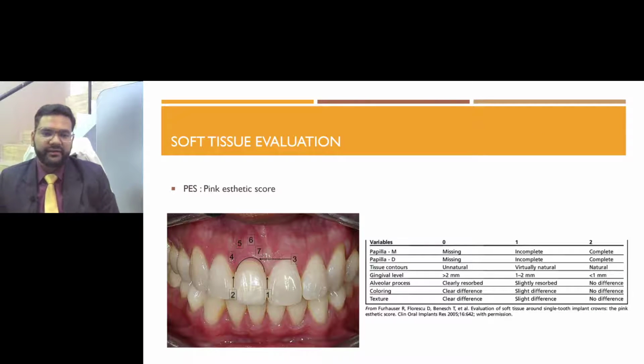Then we come to the evaluation after the implant is placed and the crowns are placed. How can we evaluate the soft tissue? We can evaluate with the help of the pink esthetic score. It's an important index for monitoring the peri-implant soft tissue stability in single tooth implants according to different treatment protocols. The maximum score you can get is 14, and there are basically 7 areas which are judged, and the scoring is from 0 to 1 to 2, 0 being missing, 1 incomplete, and 2 complete. So out of 14 we can give a score to the aesthetics of that particular area.